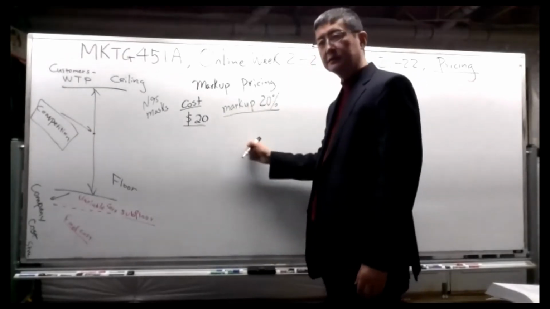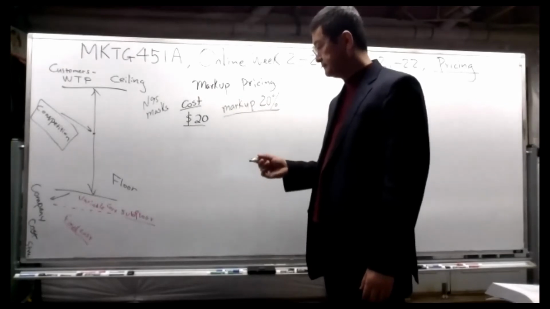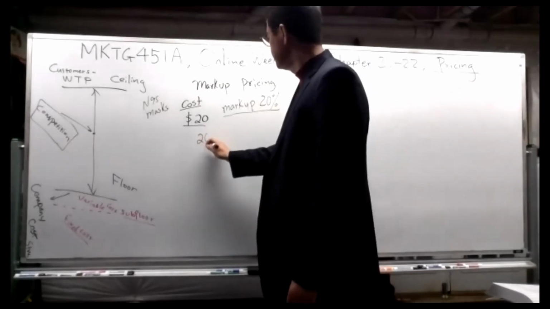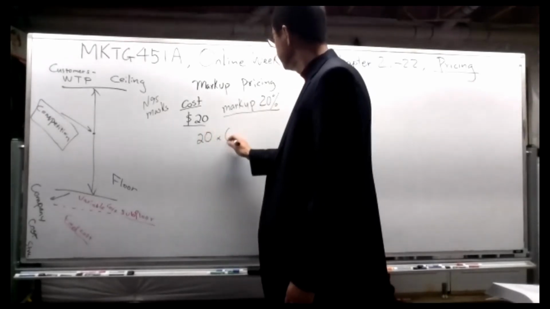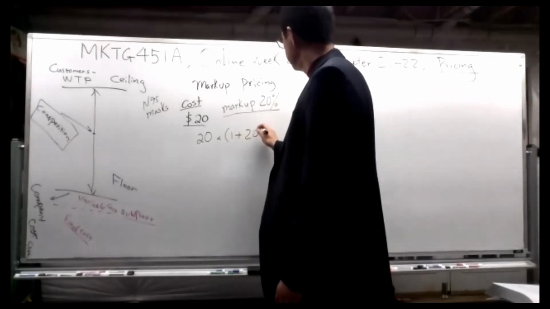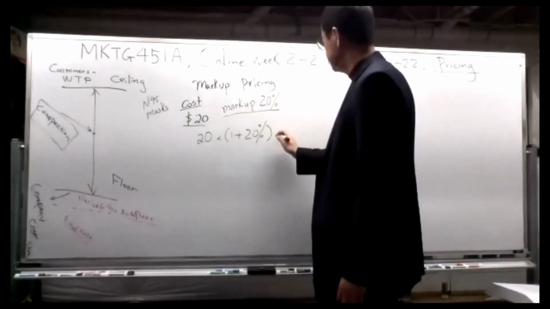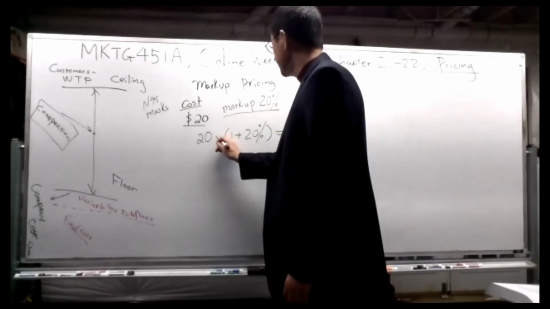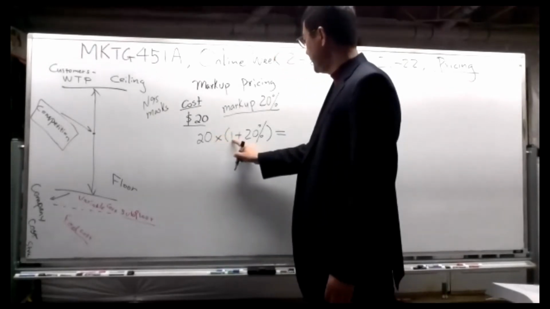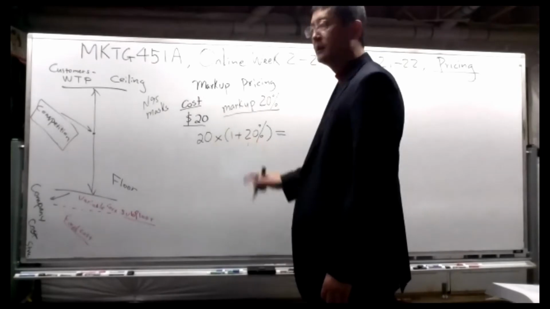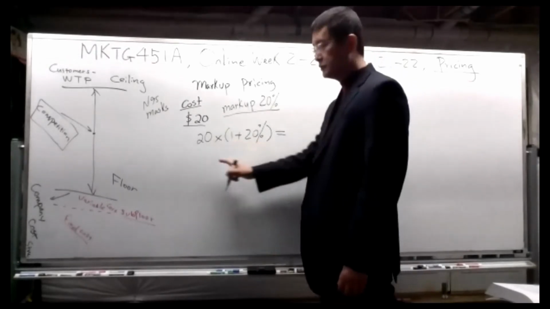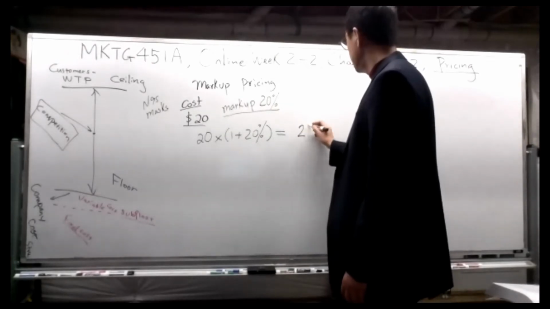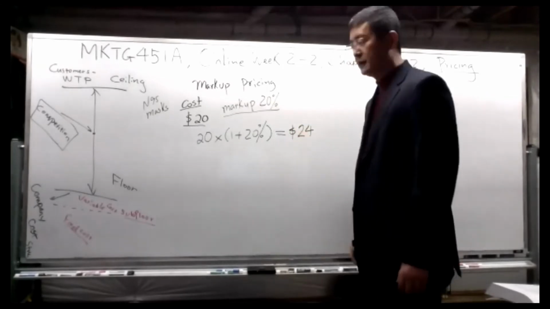So how do you calculate this? Wouldn't you do 20 times 1.2 to get 120%? Okay. Very good. So we have multiplication, and then we have 1 plus 20%, which is 1.2, right? 20 times 1.2 is 24. All right, 24.